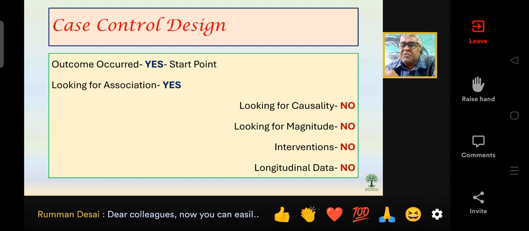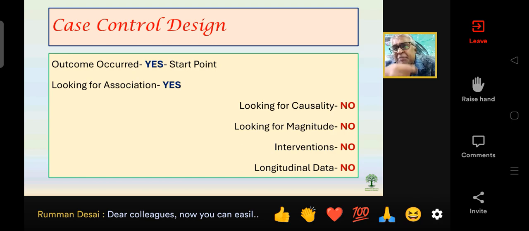So where can you not use a case control design? If you're looking for causation, no, because the outcome has occurred and you don't know at that particular point. All that you know is that this risk factor is associated with that outcome. You don't know which came first in the case control design, so you can't talk about causation.